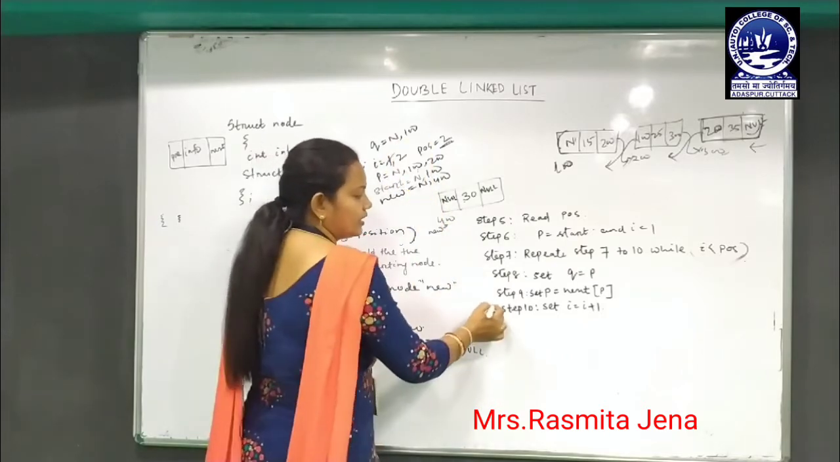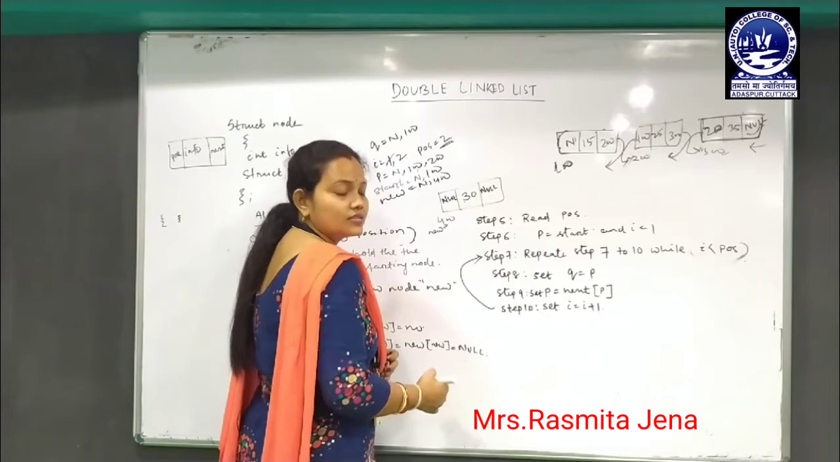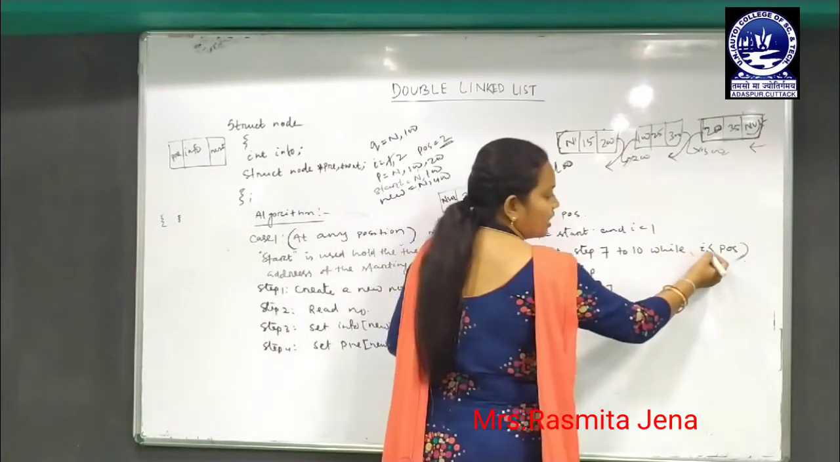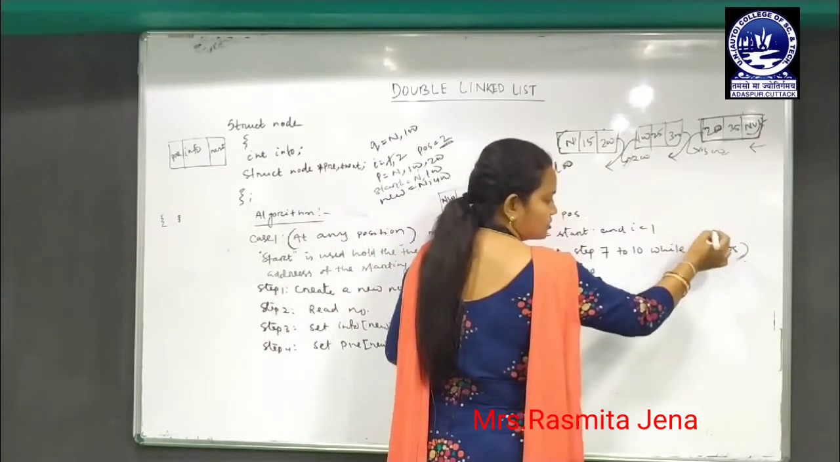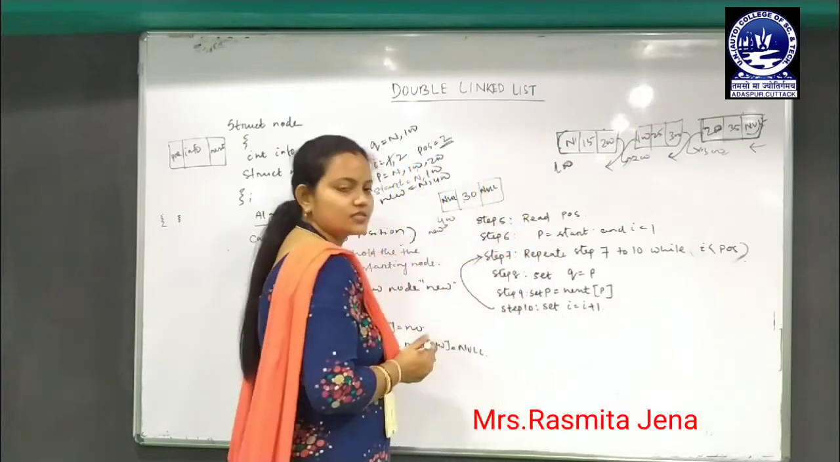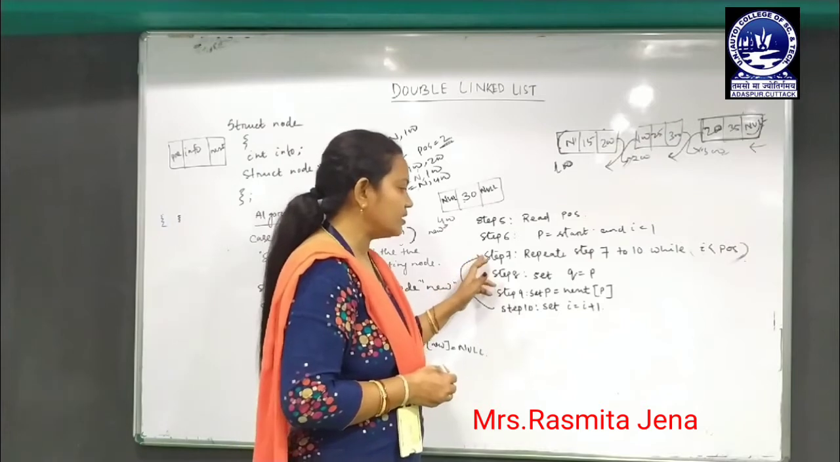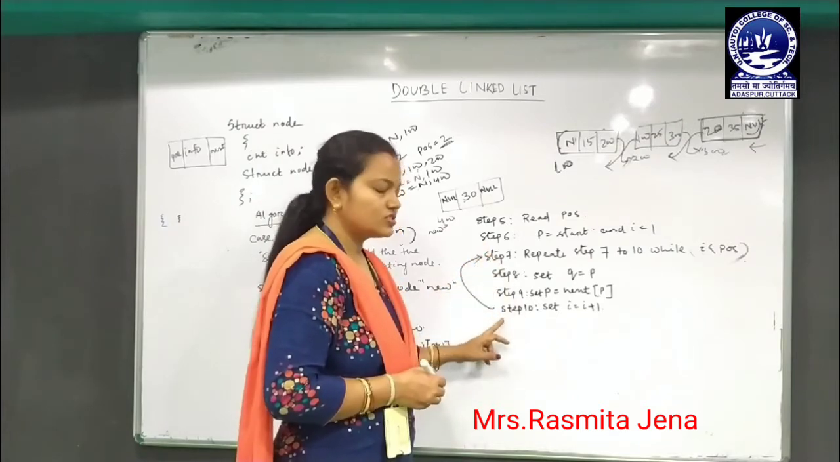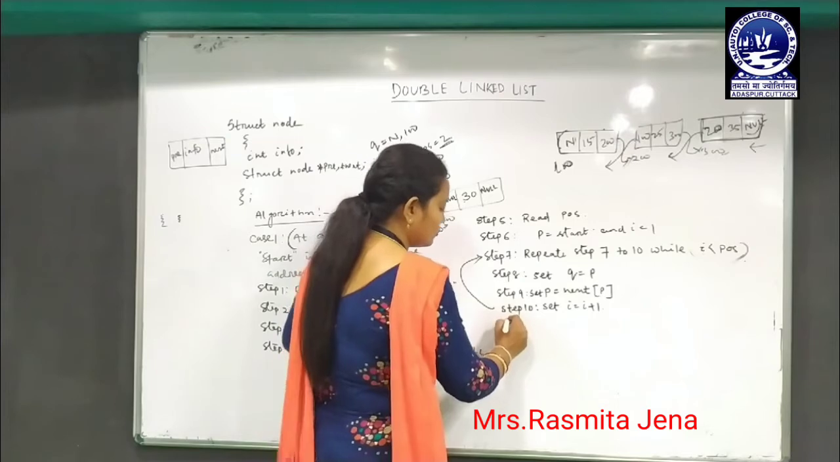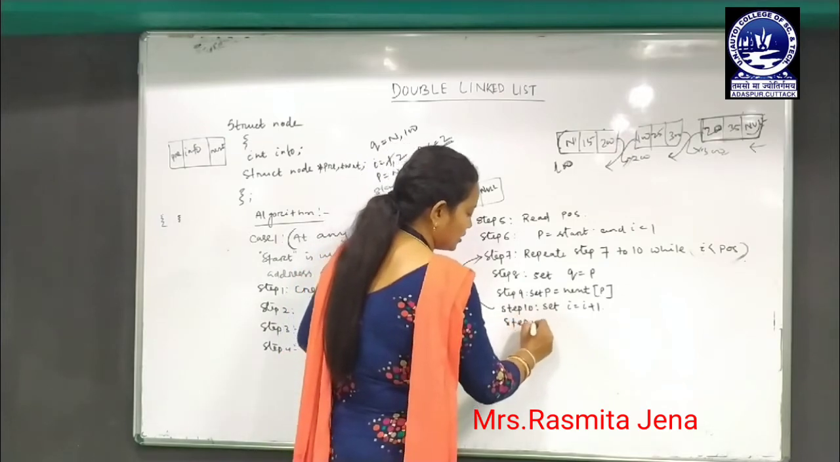Okay. Then again we will go for step 7, then check the condition. I less than POS, I equals to 2 and position POS equals to 2. So the condition is false. As this condition is false, we will exit from this loop to step 11. So now we will go for step 11.